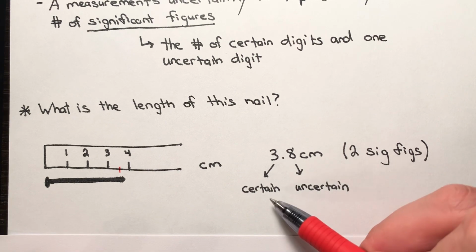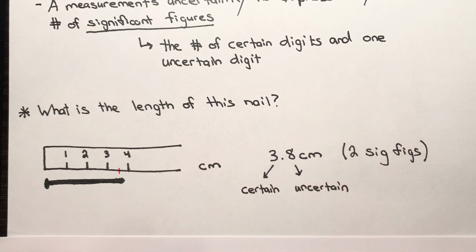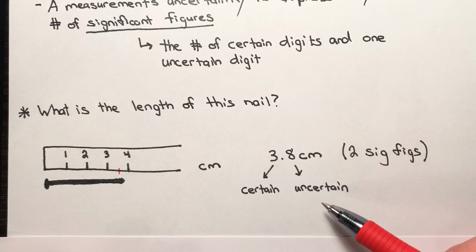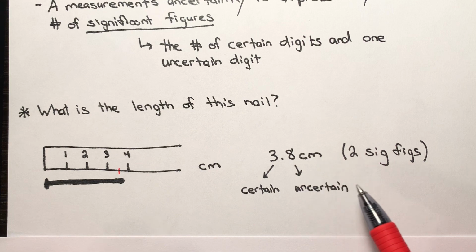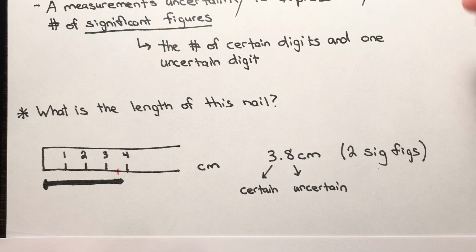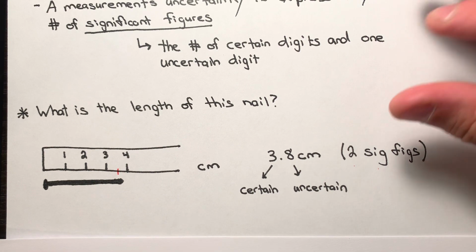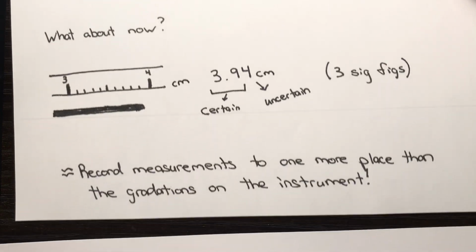And the idea here is that we are certainly sure about the 3, right? It's in between 3 and the 4. We can't argue that. But this 8 is a guess, and so we call this an uncertain digit. And so this whole measurement, 3.8 centimeters, is to say that we have 2 significant figures. And it's weird because, if we're evaluating the exact same nail, we might actually come up with a different answer.